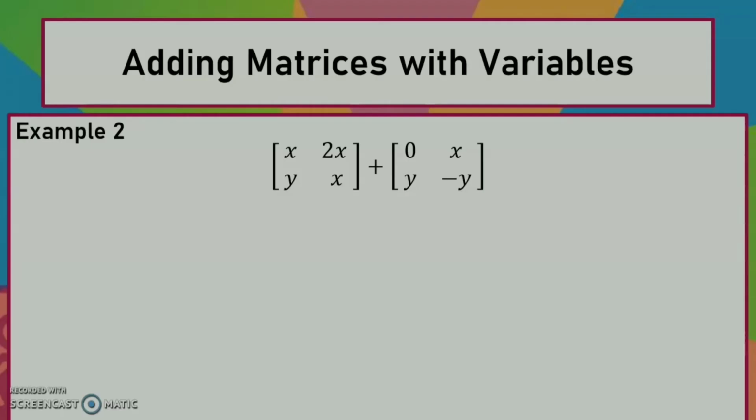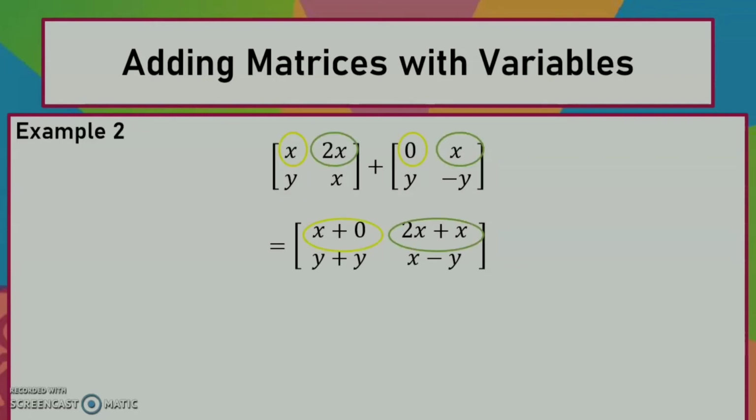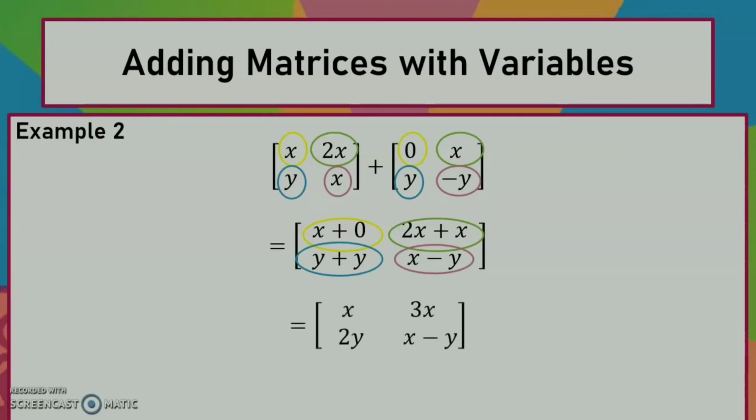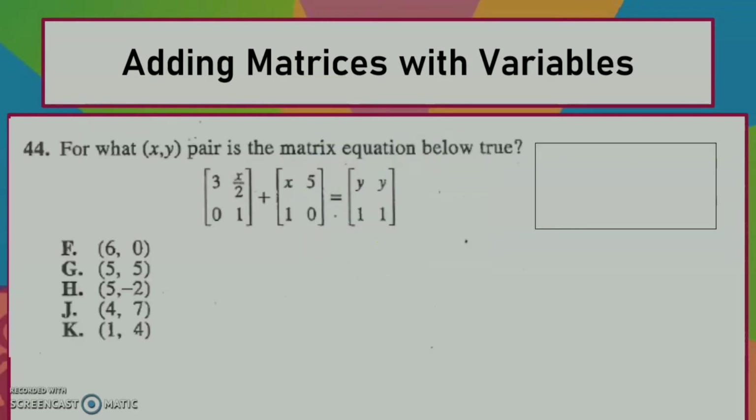Wow, so easy! Let's try one with variables. The concept doesn't change. We just combine like terms and come to an easy solution. Take a look at this example from a past ACT. Knowing that elements in the same position get added together, we can write a few equations to help us solve for the variables.